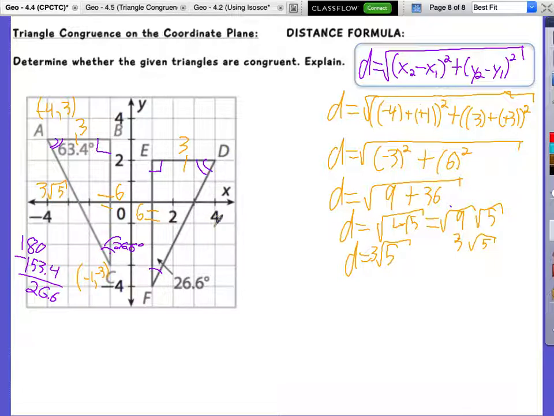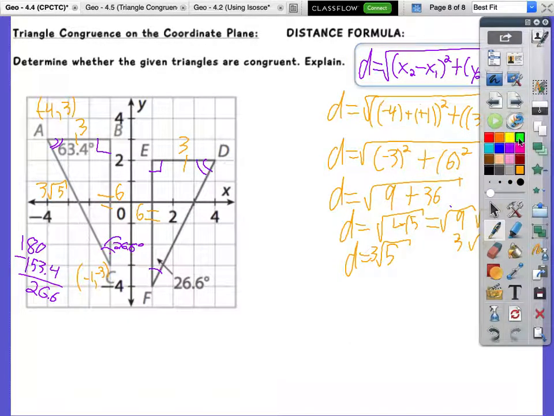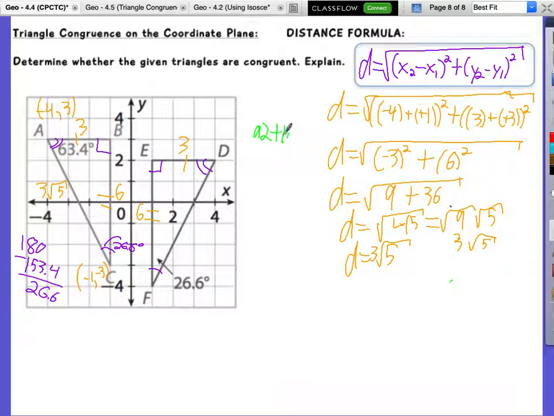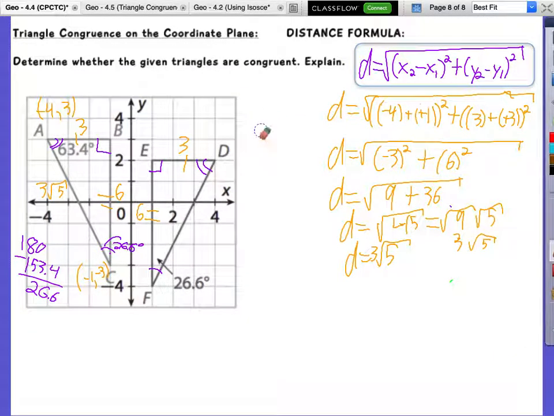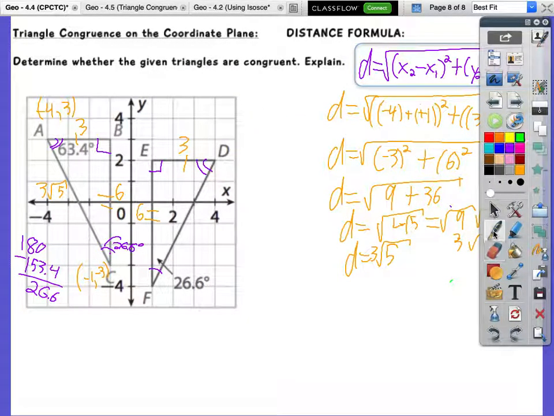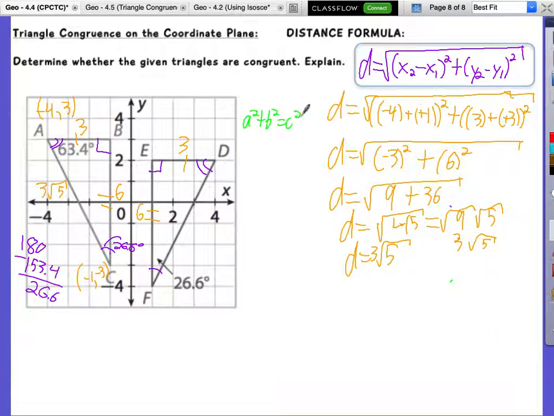On this one, did we have to use the distance formula, by the way? Someone was saying we could use something else. What else could we have used? The Pythagorean theorem. It's a right triangle, so we can use the Pythagorean theorem: a squared plus b squared is equal to c squared.